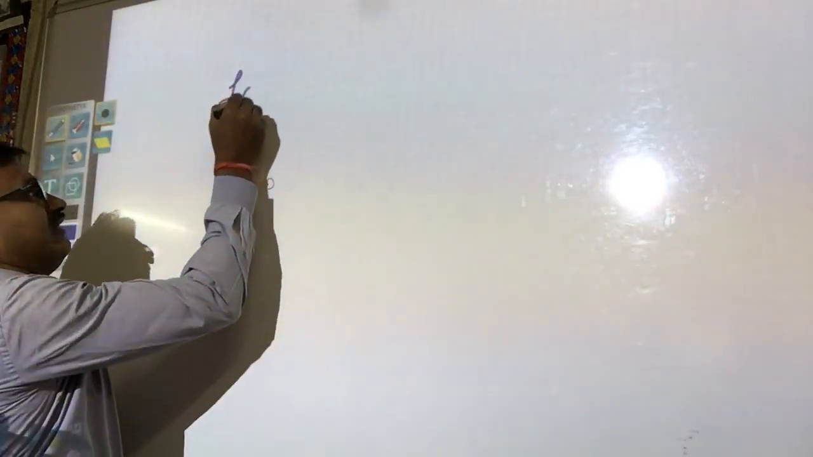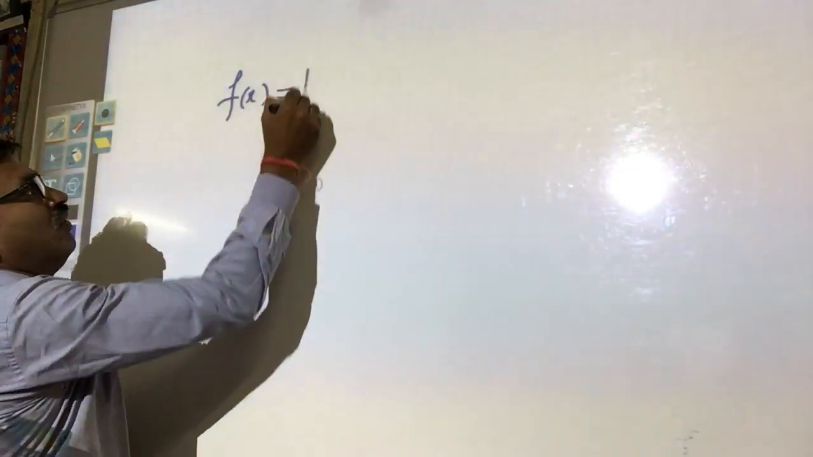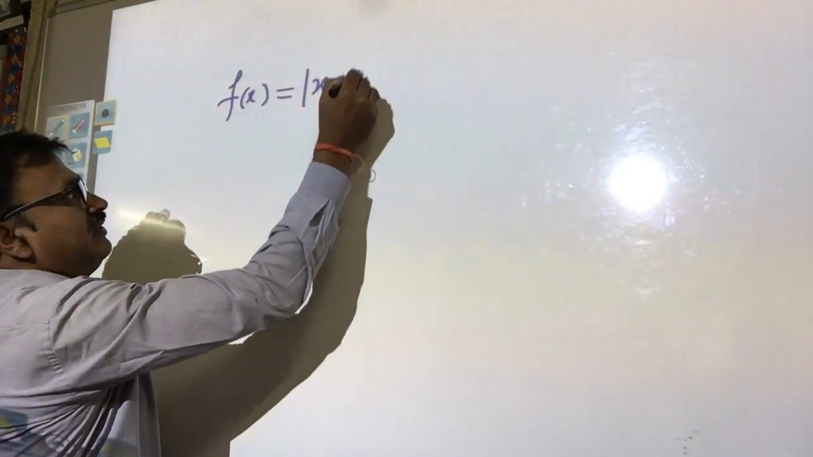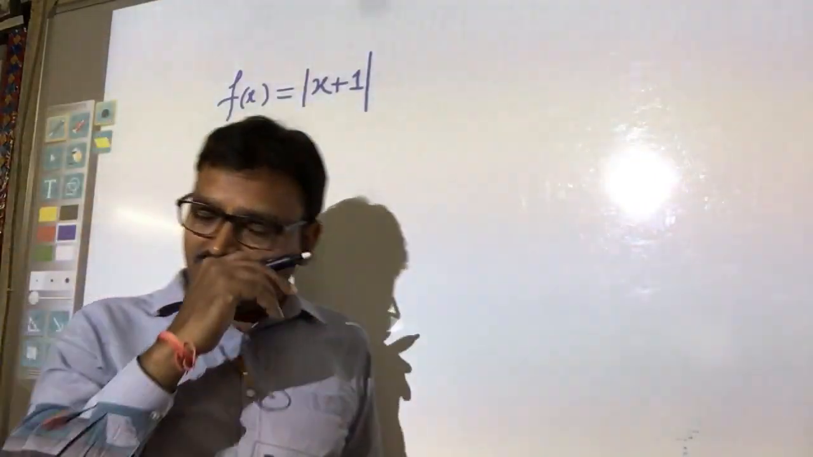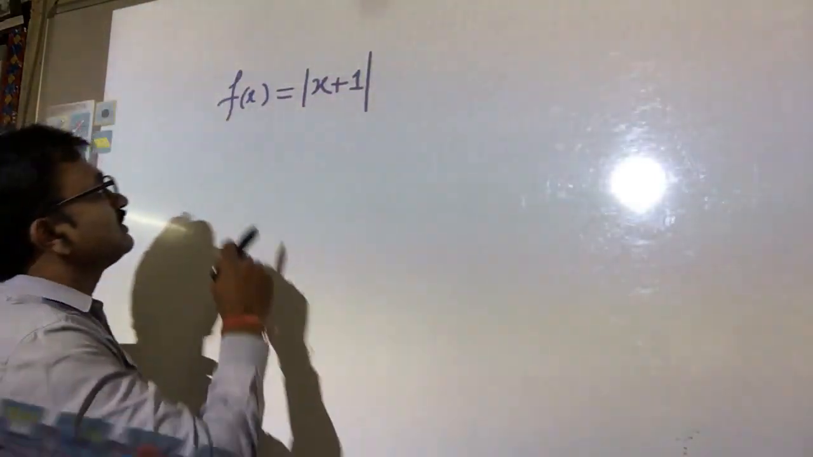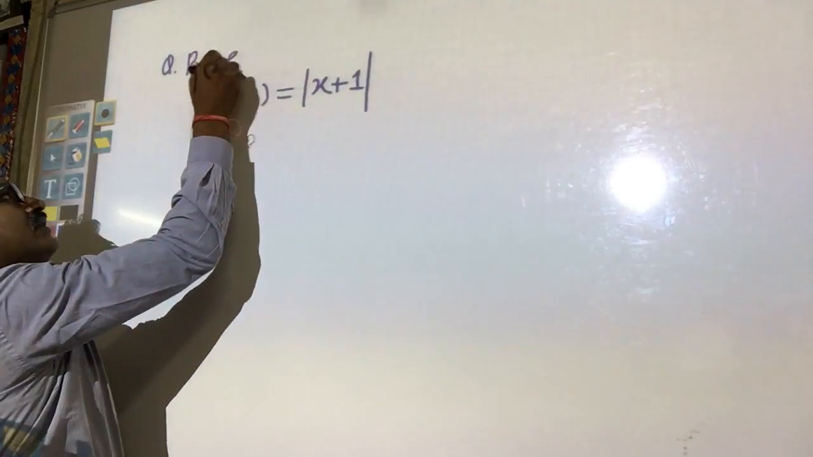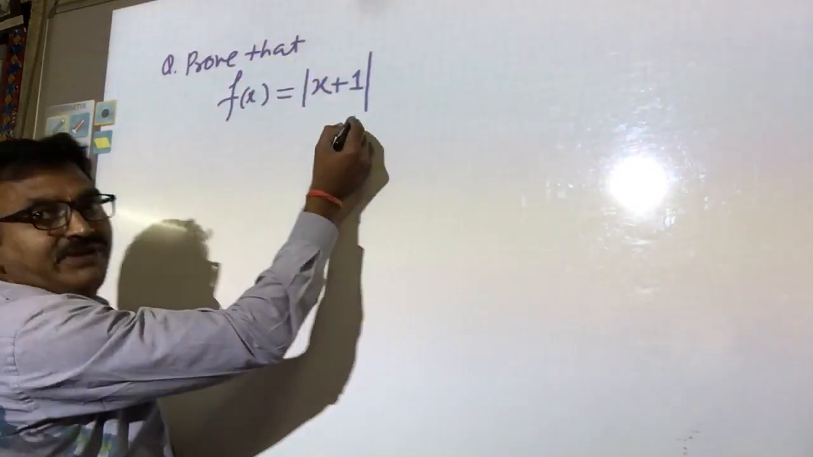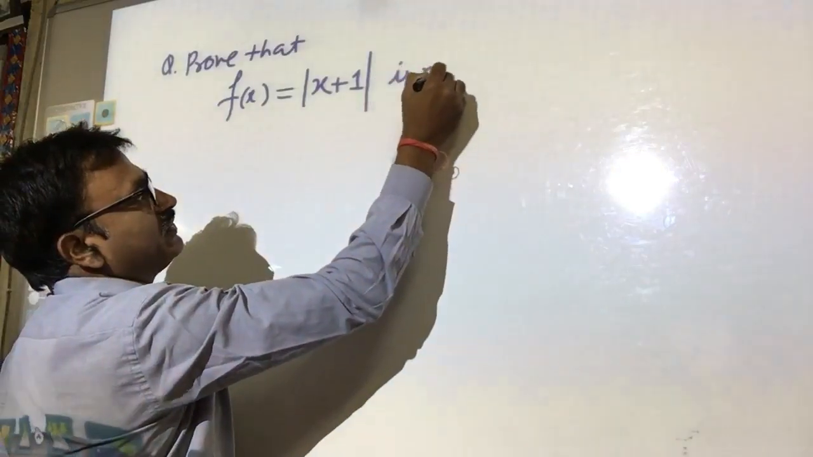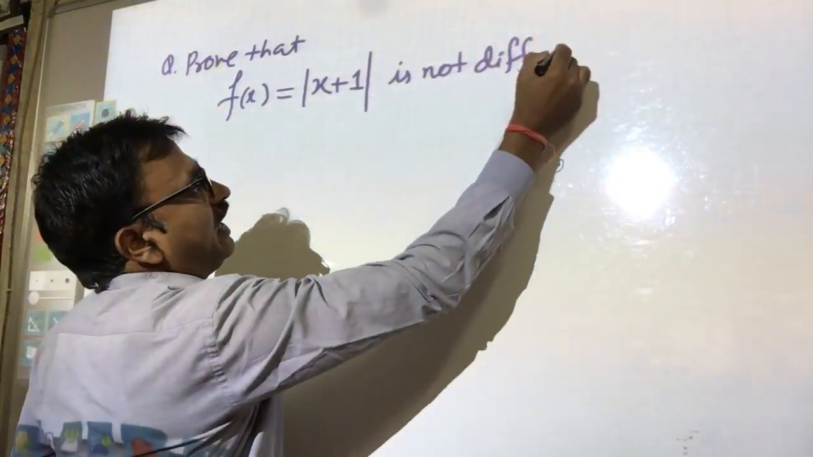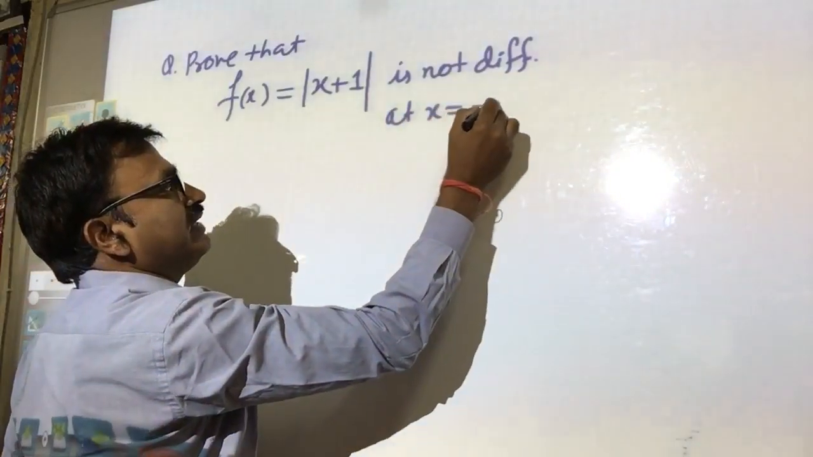So now we will see an example of a function which is not differentiable at some point. For example, suppose I have the function f x is equal to mod of x plus 1. Now student, this is a very important question for 4 marks also this year. The question is, check the differentiability. Our question is, prove that function f x is not differentiable at x is equal to minus 1.